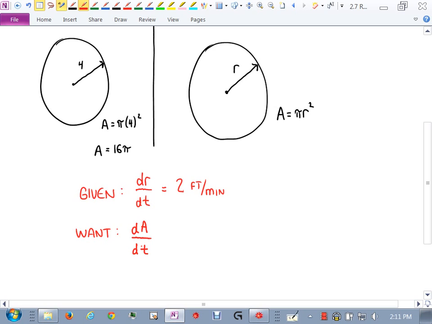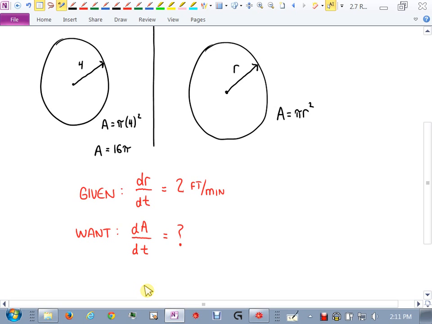This is the notation we're going to use for these problems. I'm given the rate that the radius is changing with respect to time. I want to know the rate at which the area is changing with respect to time. So I'm going to put a little equals, question mark, I don't know. Okay, I want that, but I don't just want it at any point in time. I want that at exactly a specific moment, don't I?